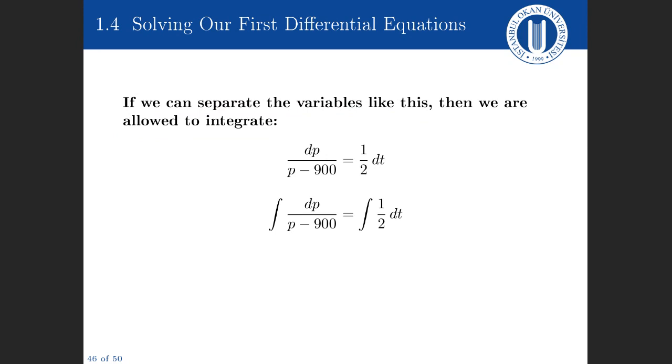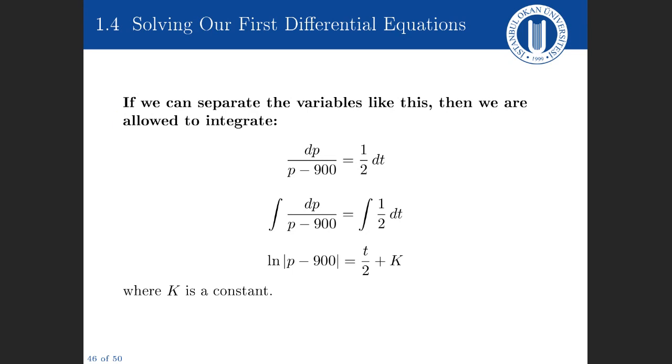And if I can repeat myself, this is only true if we can separate the variables. Some equations we can do this, some equations we can't separate the variables. We still end up with the two variables mixed together on one side of the equal sign. If that's the case, then this method doesn't work. If we can separate them, in this case, all of the p terms to the left, all of the t terms to the right, then the method works and we're allowed to integrate the equation.